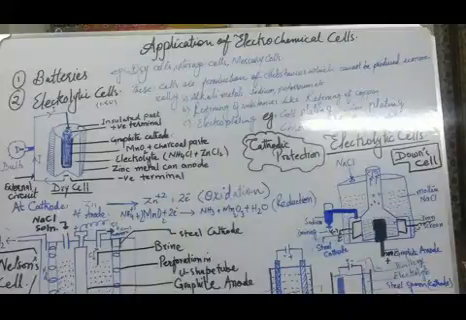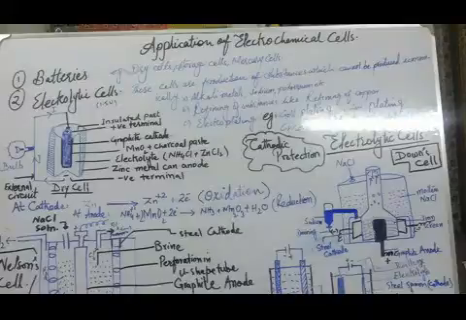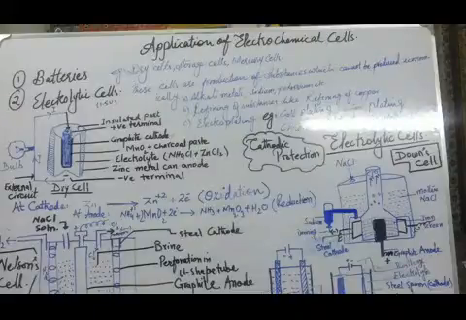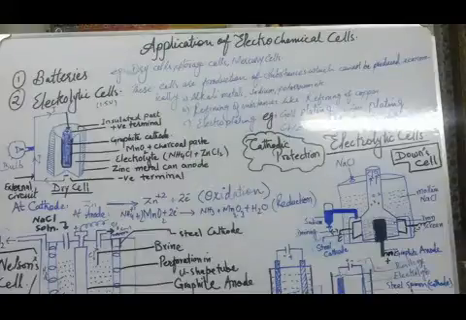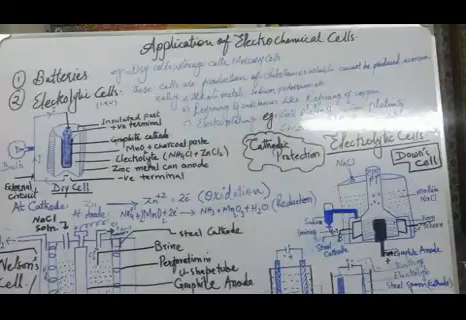When gold is deposited on another metal, then it is called gold plating. When zinc metal is deposited on another metal, that is called zinc plating. And when chromium is deposited on another metal, then it is called chromium plating. Similarly, tin plating.